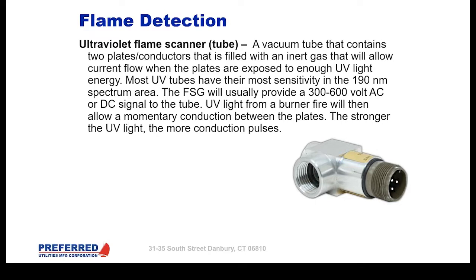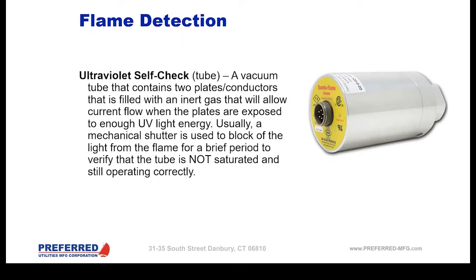Now, why do we have ultraviolet self-check? Well, the vacuum tube is an extremely sensitive and reliable device for the most part, but if it's subjected to super high ultraviolet radiation for long lengths of time, we can actually get a condition which is called tube runaway, where basically that flame could go away and that tube could continue to conduct like it's seeing UV light. That is an unsafe condition, obviously.